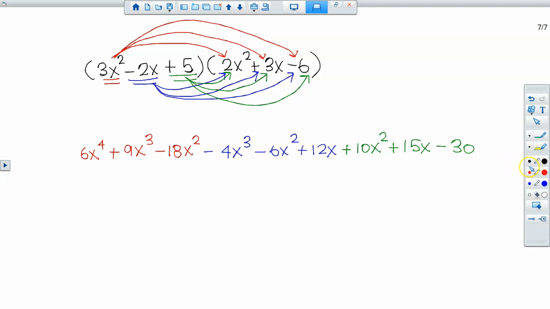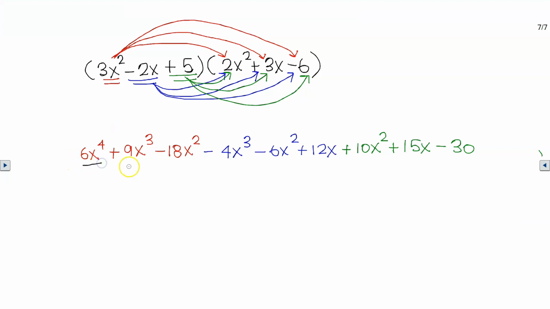And now, as usual, we would look for like terms. So let's see what we've got here. We have 6x to the 4th power. Let's see if anybody else is like him. All right, I don't see another term that has x to the 4th power. So 6x to the 4th power is going to be the first term in my answer. And I'm going to mark him out so we know we've dealt with him.